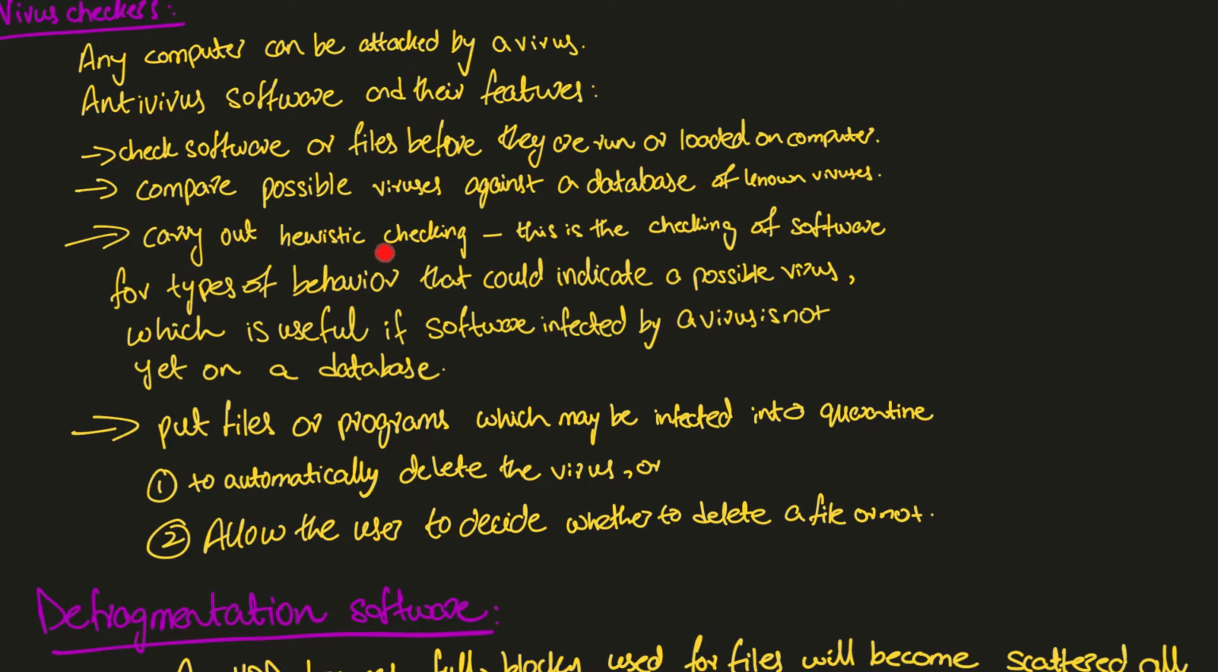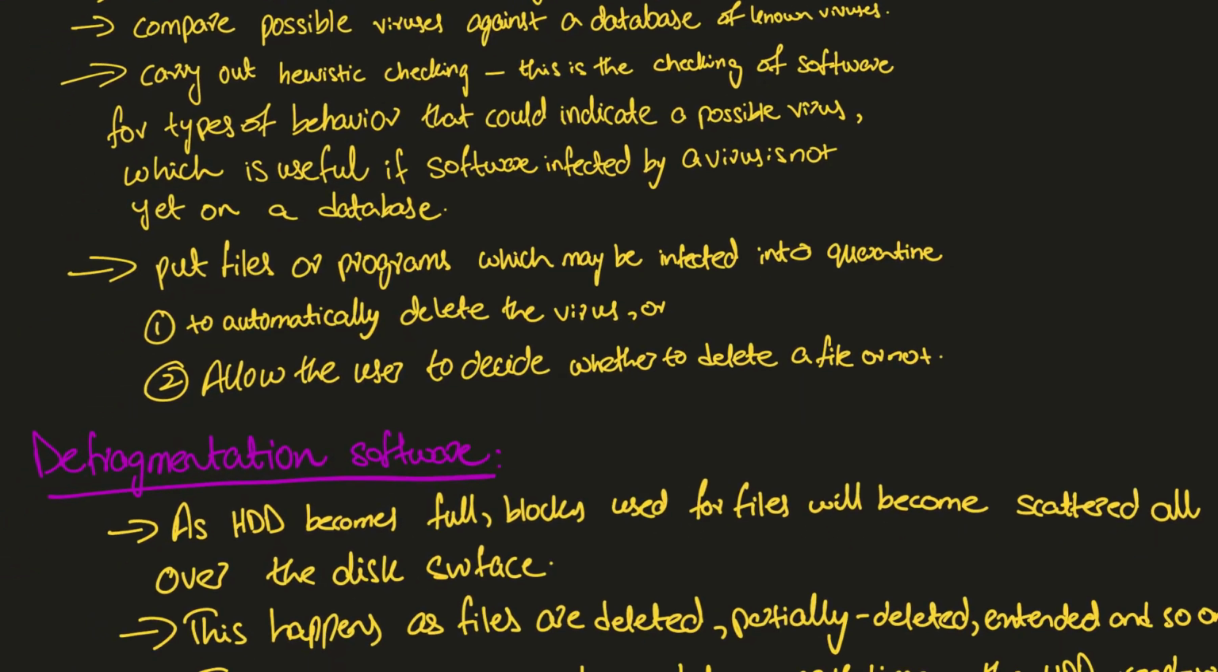And it also carries out heuristic checking. This is checking of the software for types of behavior that could indicate a possible virus. So maybe your program keeps crashing. It may be crashing because of a virus present inside, right? This is usually useful if software infected by a virus is not yet in the database. So it can find out which new kind of virus it is, find a possible solution, and add it to the database if it's a new virus, right? It also puts files or programs which may be infected into quarantine. This automatically deletes the virus or even allows the user to decide whether he wants to delete this file or not, right? So this is what a virus checker does.